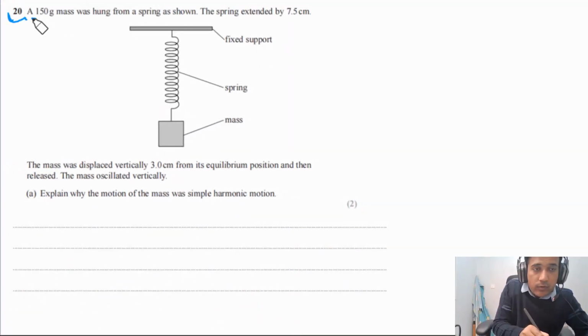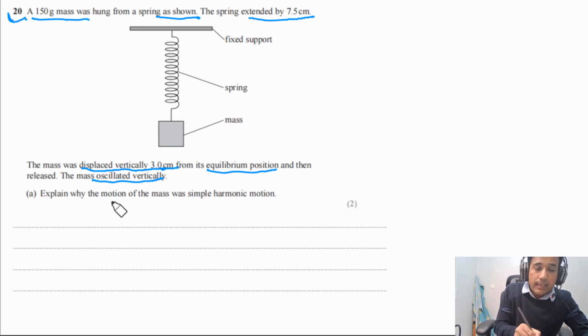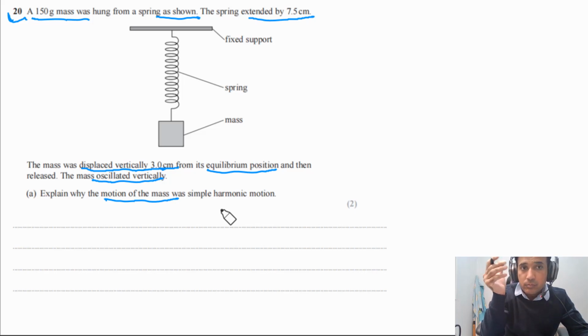Question 20 says, a 150 grams mass was hung from a spring as shown in the figure. The spring extended by 7.5 centimeters. The mass was displaced vertically 3.0 centimeters from its equilibrium position, then released. The mass oscillated vertically. Explain why the motion of the mass was simple harmonic motion.